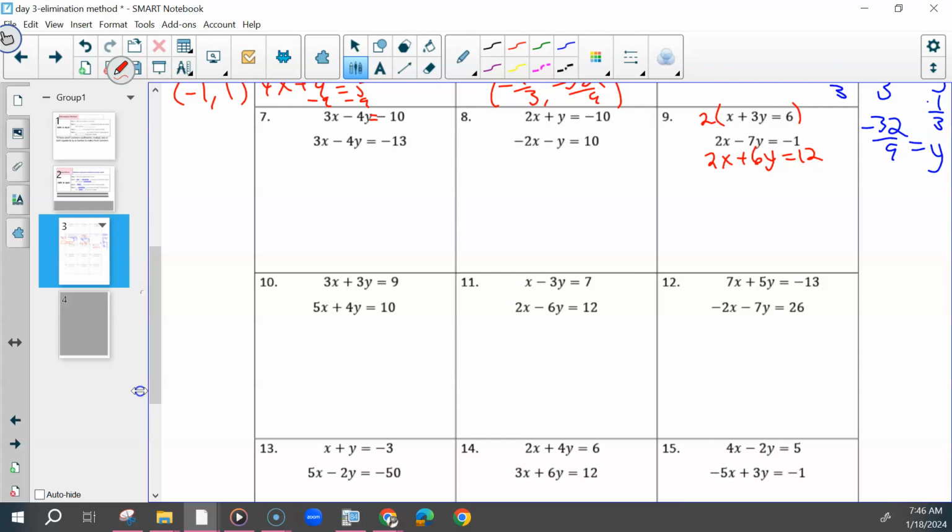To eliminate our x's, would we add or subtract? So go ahead and subtract. We have 0, negative 7 minus 6 would be negative 13y. Negative 1 minus 12 would also be negative 13. And divide.